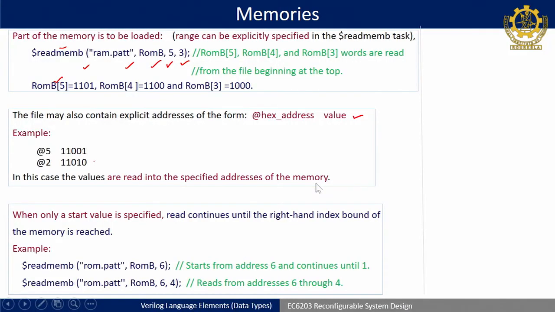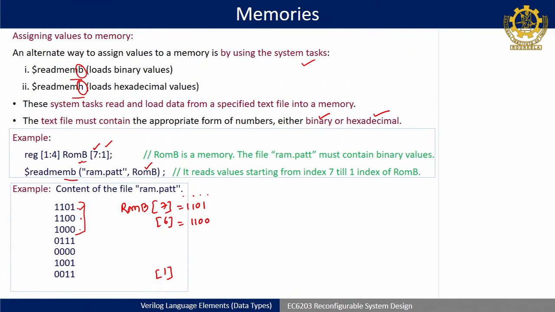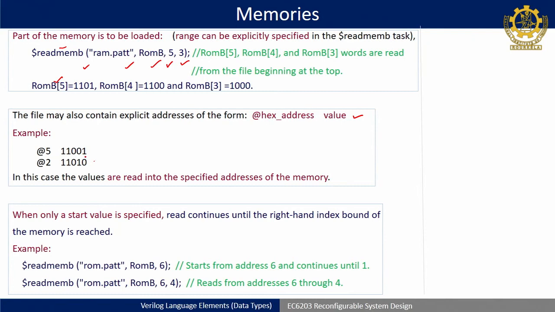So, if you have defined your explicit addresses by using the @ symbol, like here we may have 7, 6, 5, 2. Okay. So, at 5 itself 11001 will be stored, understood. Okay. Similarly, at ROM B 2, 11010 will be stored.